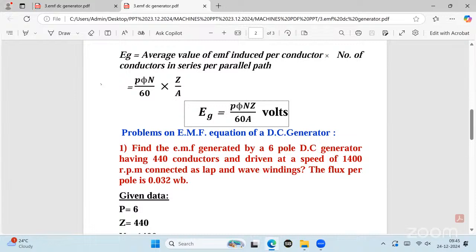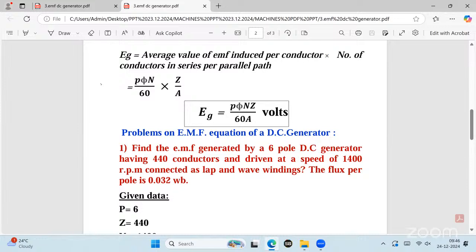What is N? Speed of the armature, which rotates in the magnetic field. How much speed are you rotating? 1000 RPM, 1200 RPM, 1400 RPM. In which speed is the armature rotating in the magnetic field? That is called N. What is N? Speed of the armature in RPM. What is the unit? RPM, rotation per minute.